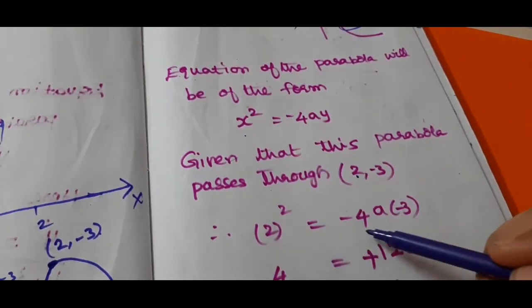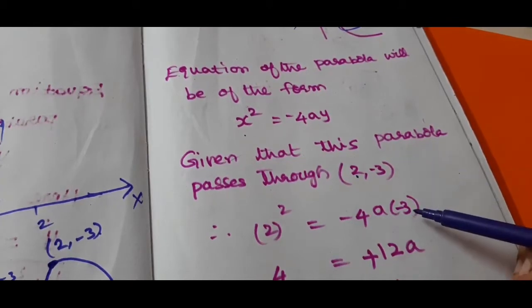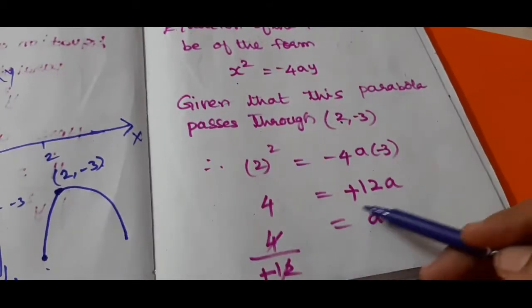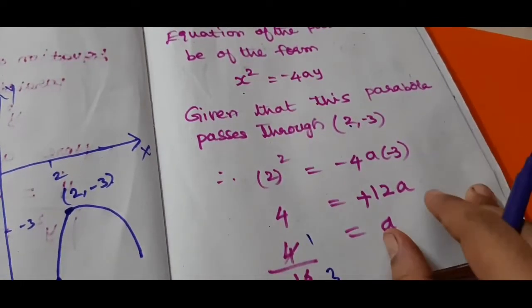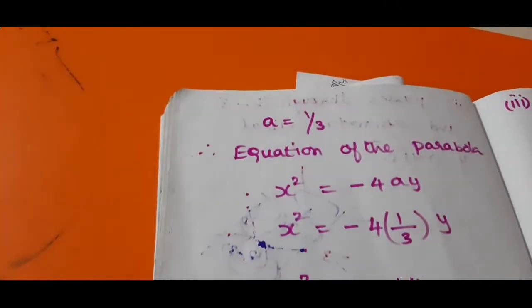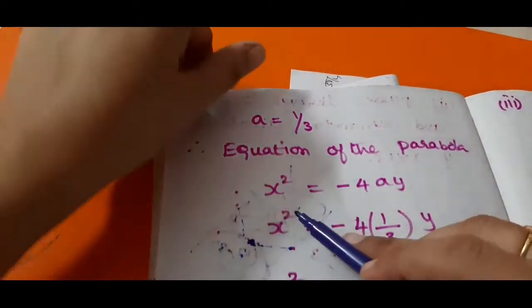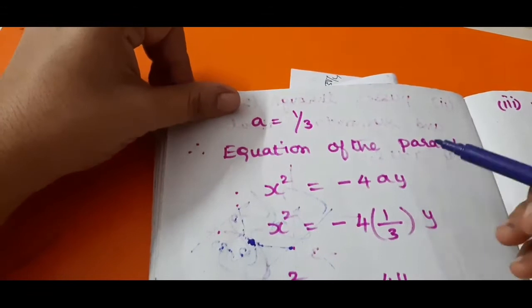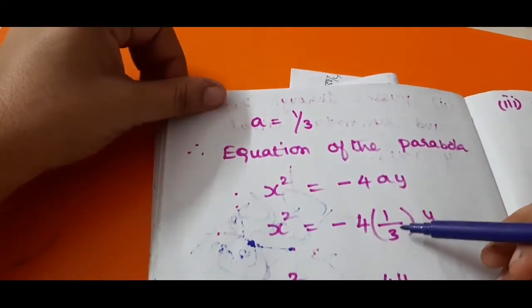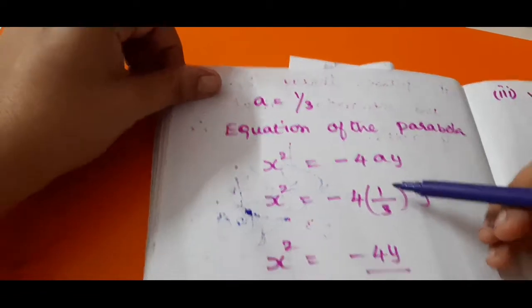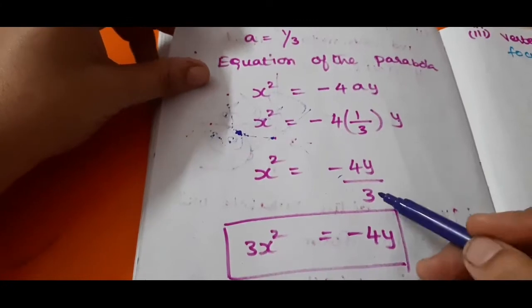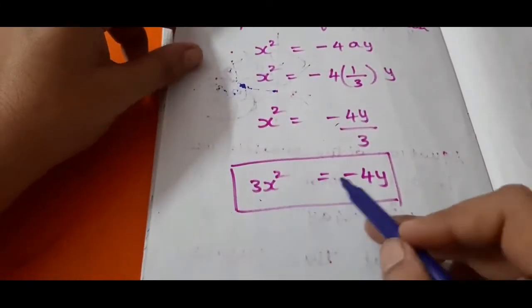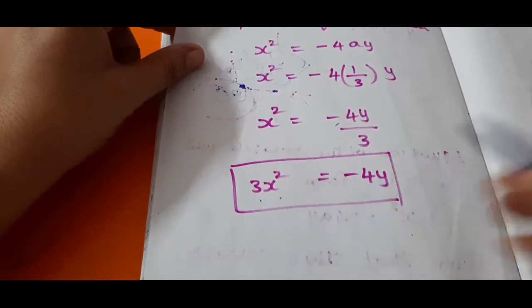So 2² = -4a into y, and y is -3. That is 4 = 12a, so a = 1/3. So the equation of the parabola is x² = -4ay, x² = -4 into a, which I have now got, that is 1/3 into y. So -4y/3. This 3 I am going to take to that side. So the equation of the parabola will be 3x² = -4y.